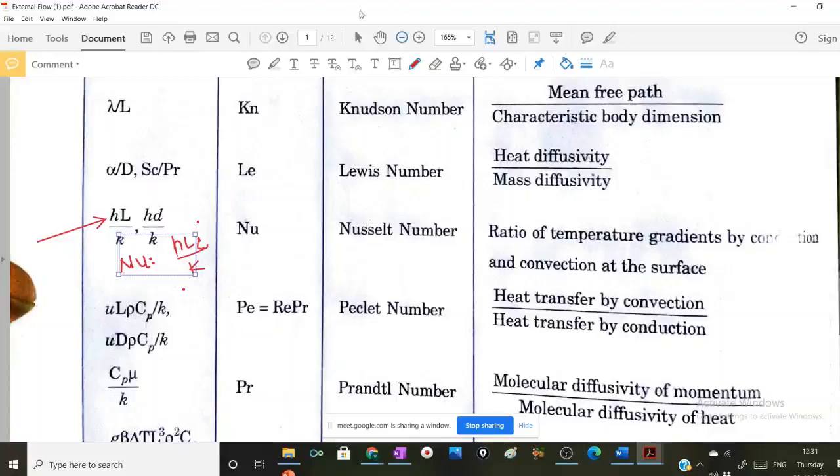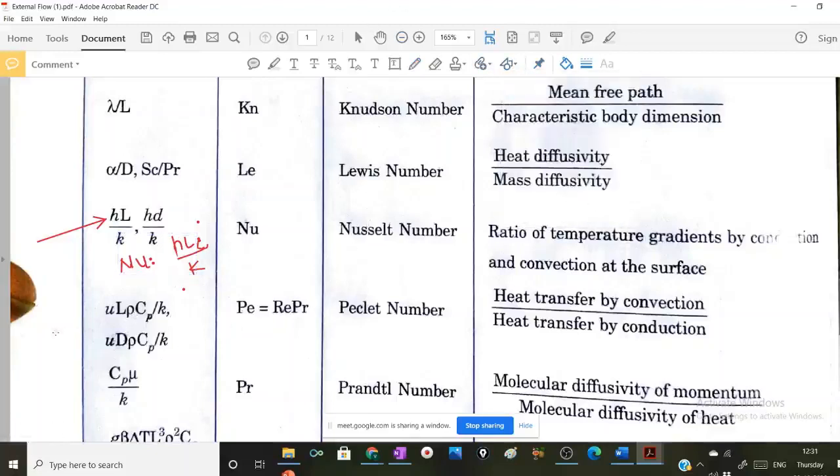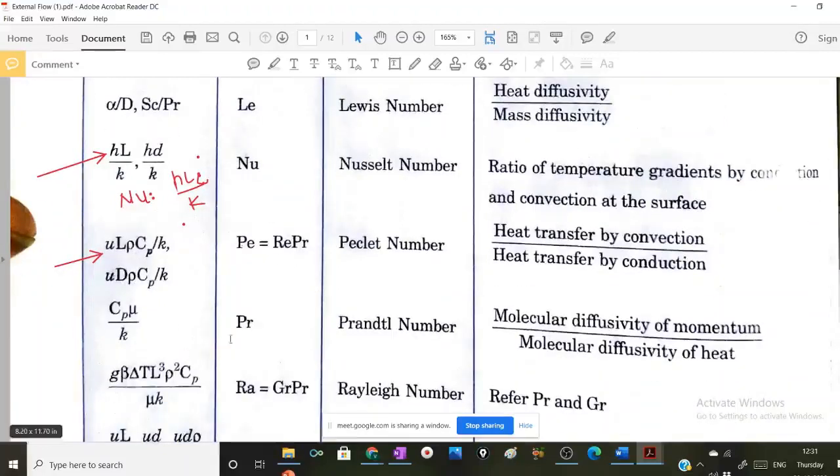Then we have also discussed the Peclet number. This formula is again there: U into L into rho into Cp over K, and the Peclet number is also given as the product of Reynolds and Prandtl number. Then the Prandtl number formula is also given: mu Cp by K, the molecular diffusivity of momentum over the molecular diffusivity of heat, nu by alpha.